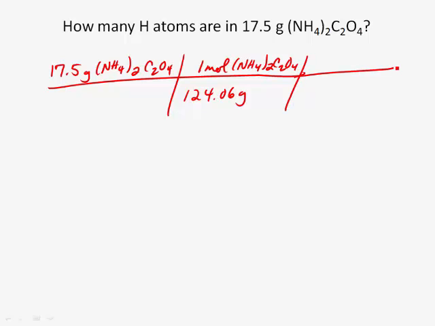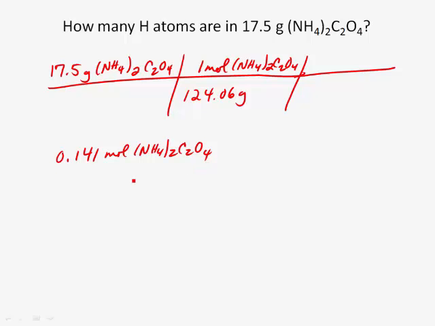And now where do I want to go from there? Well, I don't want moles of the ammonium oxalate. I want hydrogen atoms. So not even moles of hydrogen atoms, but hydrogen atoms. So I'm going to calculate the moles of this first. That's 17.5 divided by 124.06. So that gives me 0.141 moles of the ammonium oxalate here.